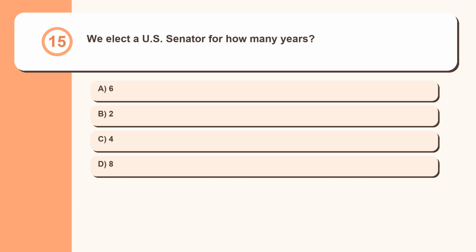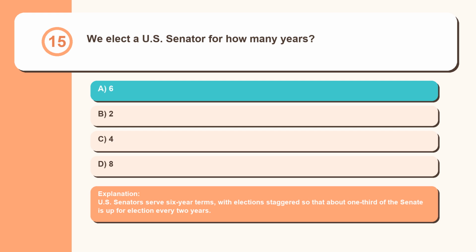Question 15. We elect a U.S. Senator for how many years? 6, 2, 4, 8. U.S. Senators serve 6-year terms, with elections staggered so that about 1/3 of the Senate is up for election every 2 years.